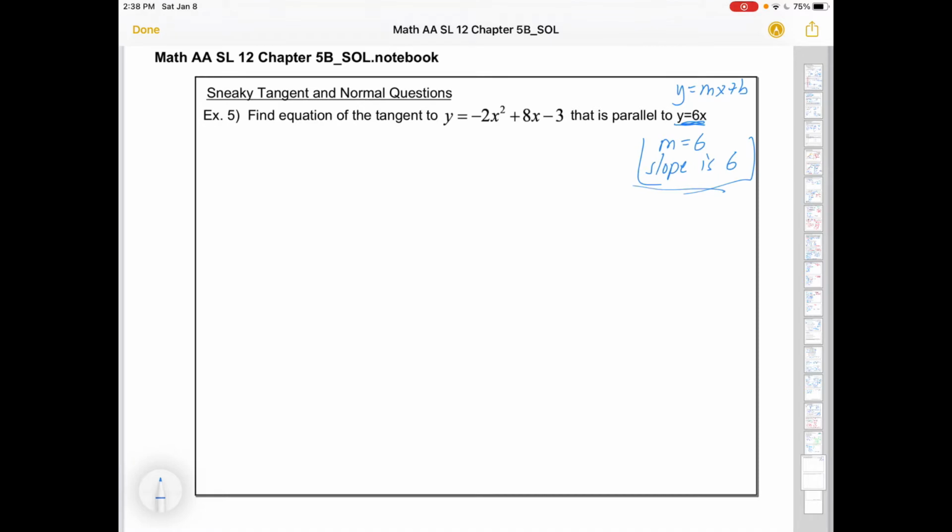They're really asking us about this function here. They're saying you better find the place where it has a slope of 6 if it's going to be parallel to y equals 6x. So we're definitely going to have to differentiate. Negative 2x squared becomes negative 4x to the 1, plus 8x becomes 8, and that's x to the 0. Negative 3 becomes a 0. So we get y prime is negative 4x plus 8.